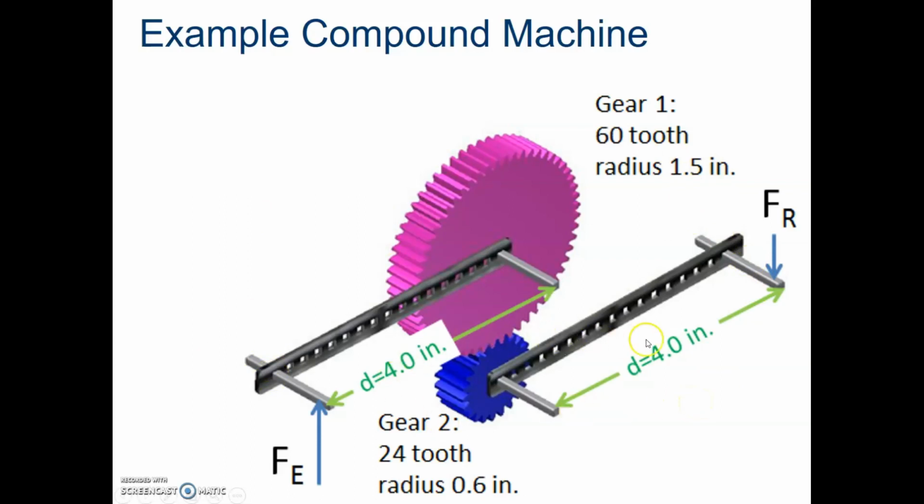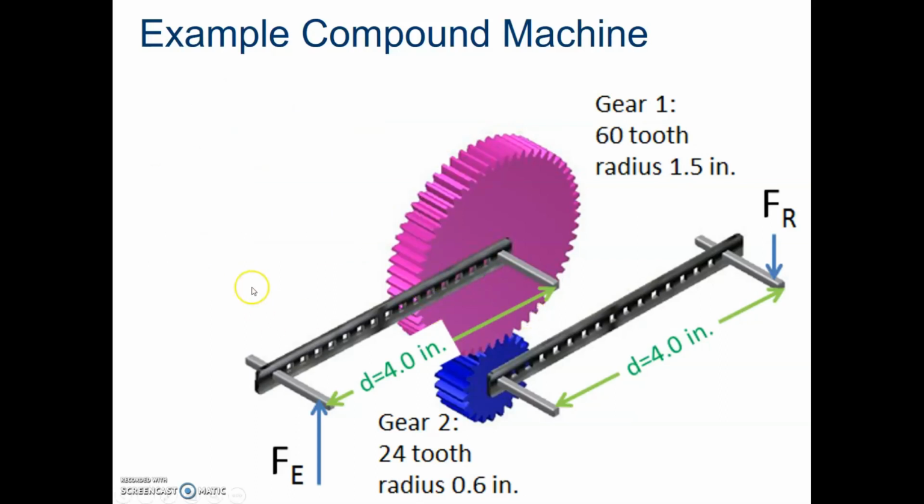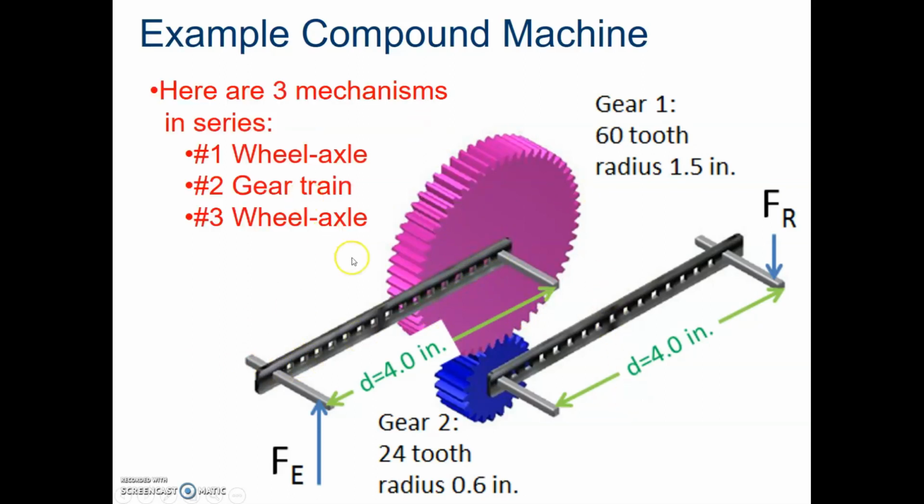So I need to identify, number one, what the simple machines are that make up this compound machine, predict what the machine will do, and then we can break it down and calculate this out. Looking at this first part, we have this arm attached to a gear. What that's really acting like is not a lever arm, it's acting like a wheel and axle, where the wheel is that big rotation of the metal VEX arm and the axle is the gear, which is a counterintuitive way to think about it. So the first machine is a wheel and axle.